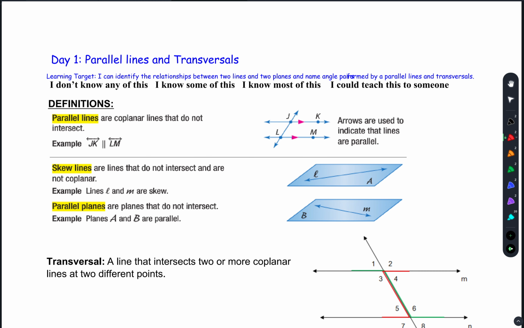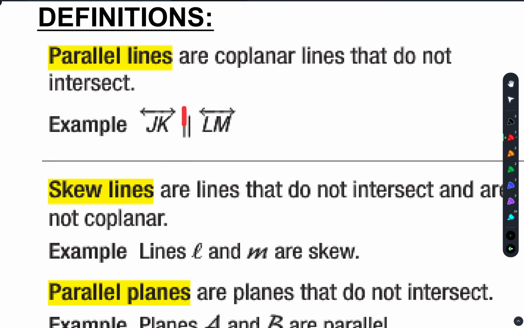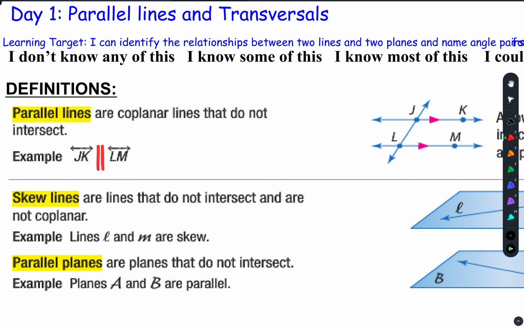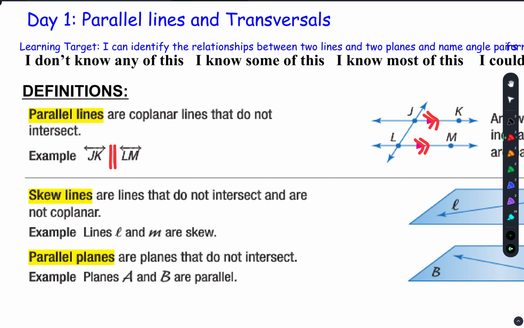They are parallel lines. In notation, we use this symbol right here that looks like two straight lines next to each other. That's my parallel symbol. And on a diagram, it's often going to get a little arrow like this to say that they're parallel. And if we have multiple pairs of parallel lines, you're going to see that we just keep getting more and more tick marks.